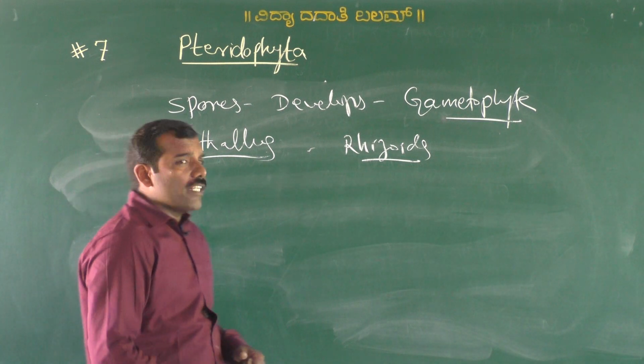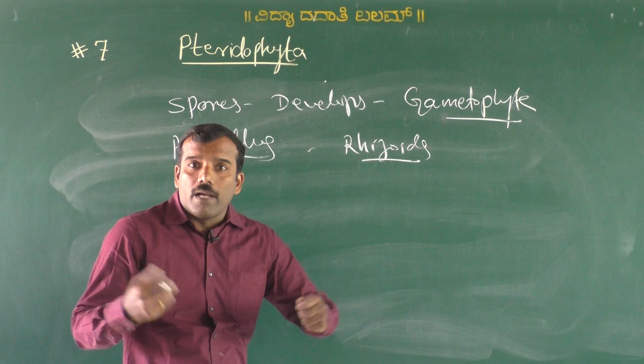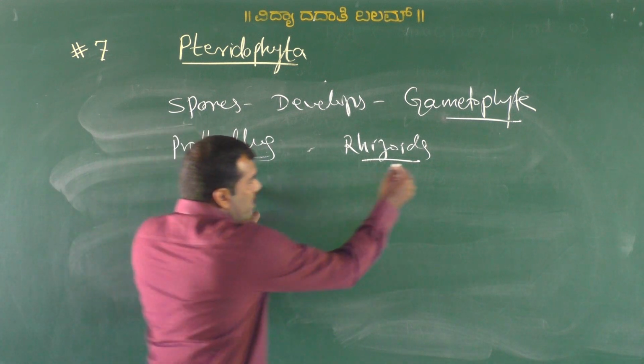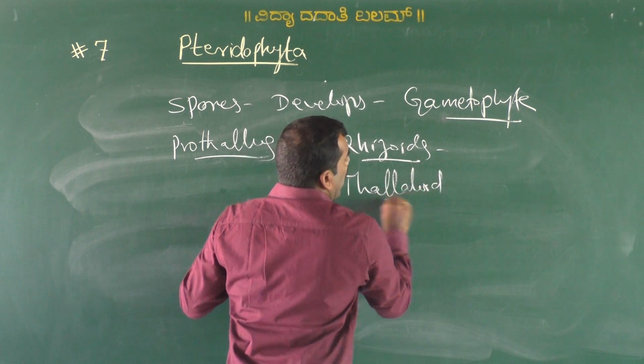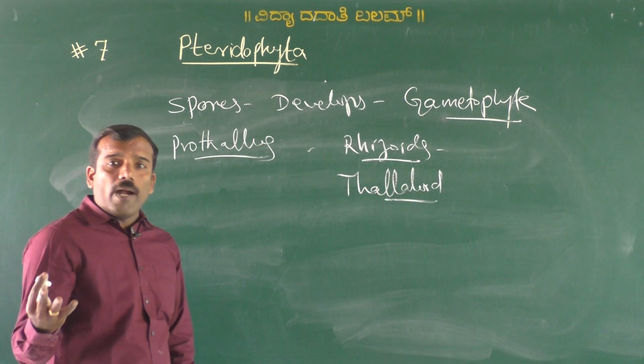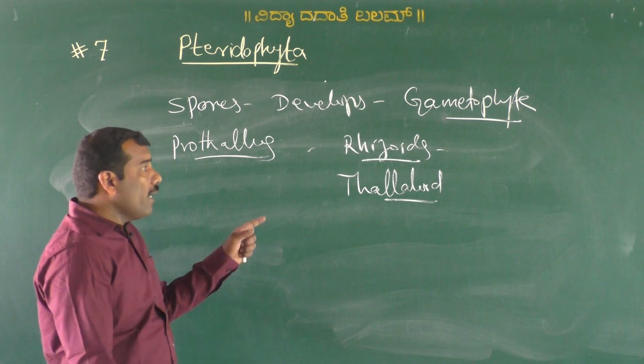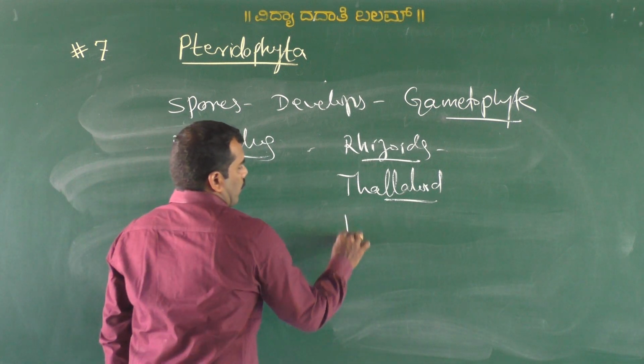Here this prothallus is not differentiated into root, stem and leaf. Prothallus means it is thalloid. They are thalloid, dorsiventrally flattened, green, and photosynthetic.